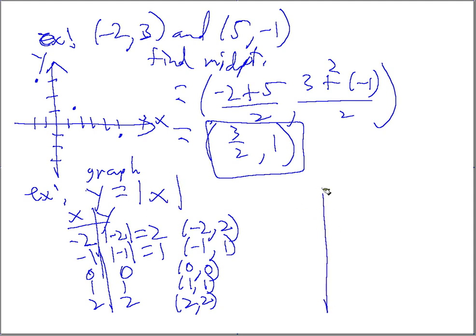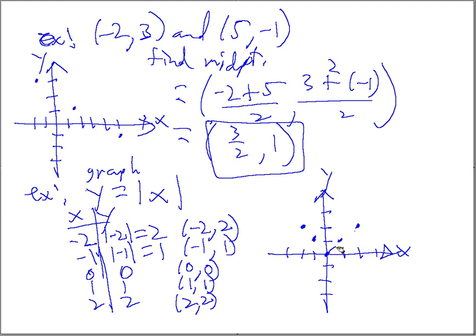Let me draw that right here. Okay, so here's y, here's x. All right. So let's go ahead and make a few marks on there. 1, 2, 3, 1, 2, 3, 1, 2, and 3. All right. So -2, 2 is up here. All right. -1, 1 is right here. 0, 0, the origin right here where x and y axis meet. 1, 1, and 2, 2.